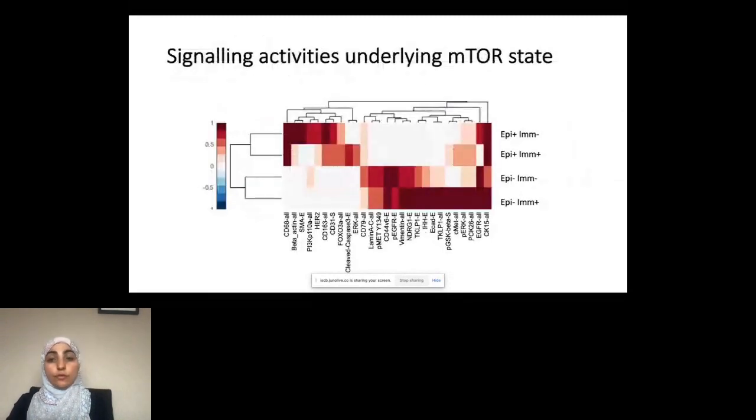And of course, we can go further and look at what signaling is driving these differences between the groups. We can see that the fourth group, associated with better outcome, is associated with the EGFR pathway as well as ERK, while the ones associated with worse outcome and more mTOR activity in the epithelial or cancer compartment are associated with HER2 signaling, as well as invasion-type markers like CD31 and CD68.